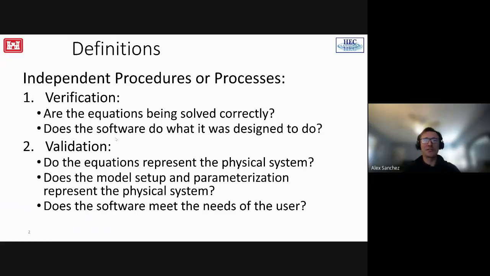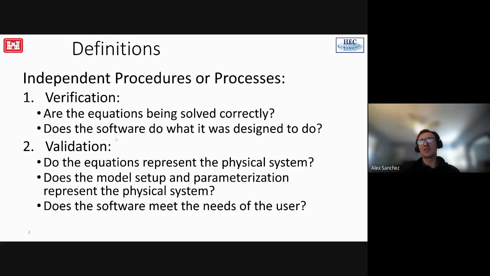Validation and verification, I'd like to define them. I think different people use these words differently, but for the purposes of this presentation, this is how I'm going to define them. Verification is the process of checking that the equations are being solved correctly, so basically it's checking that the code is doing what it was designed to do, that there are no bugs in the code.